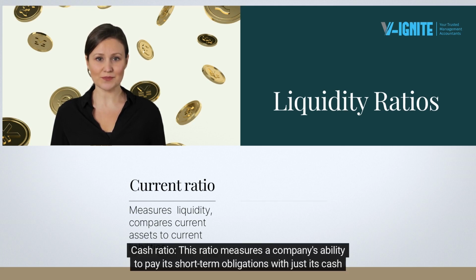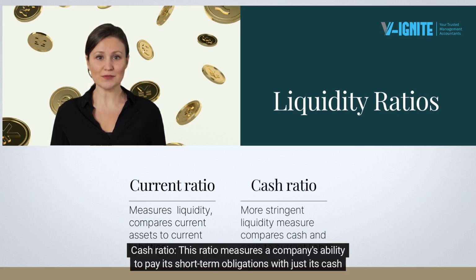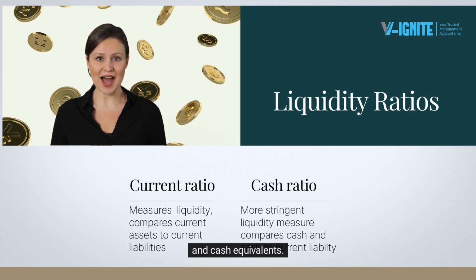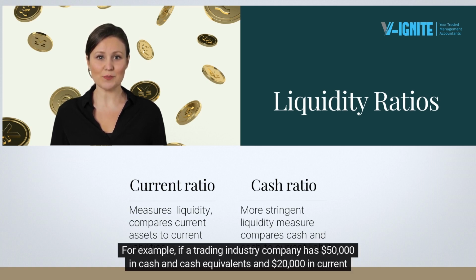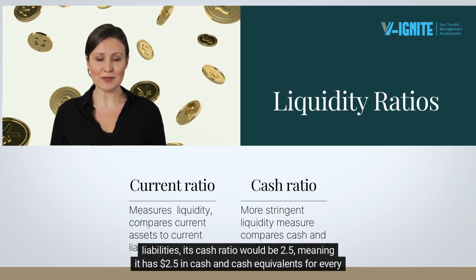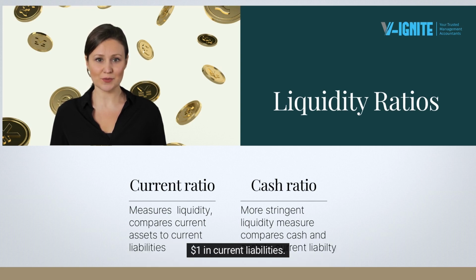Cash ratio. This ratio measures a company's ability to pay its short-term obligations with just its cash and cash equivalents. For example, if a trading industry company has $50,000 in cash and cash equivalents and $20,000 in current liabilities, its cash ratio would be 2.5, meaning it has $2.5 in cash and cash equivalents for every $1 in current liabilities.